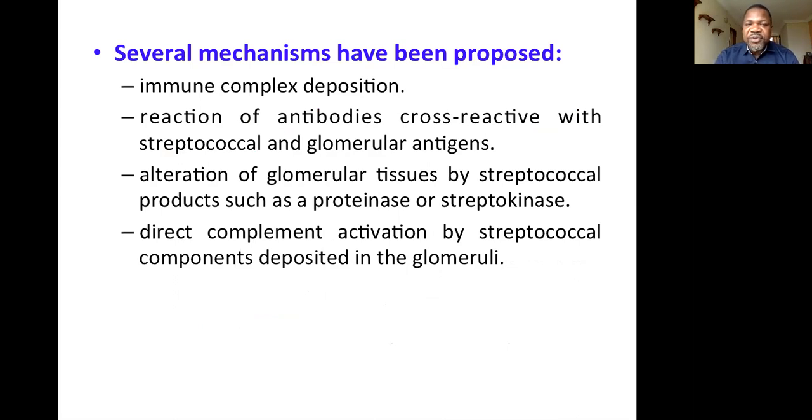glomerulonephritis might be the result of immune complex deposition. So you have an antibody-antigen complex that will deposit in the kidney and cause glomerulonephritis. The other hypothesis is a reaction of antibodies that cross-react with streptococcal or glomerular antigens. Or it is an alteration of glomerular tissue by streptococcal virulence factors like proteinase or streptokinase. Or it is a direct complement activation by a streptococcal component deposited in the glomeruli. Those are several mechanisms suggested to explain post-streptococcal glomerulonephritis.